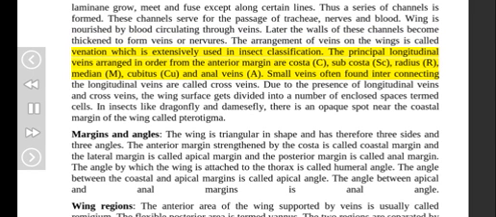The principal longitudinal veins arranged in order from the anterior margin are costa C, subcosta SC, radius R, median M, cubitus Cu, and anal veins A. Small veins often found interconnecting the longitudinal veins are called cross veins. Due to the presence of longitudinal veins and cross veins, the wing surface gets divided into a number of enclosed spaces termed cells. In insects like dragonfly and dancefly, there is an opaque spot near the costal margin of the wing called pterostigma.